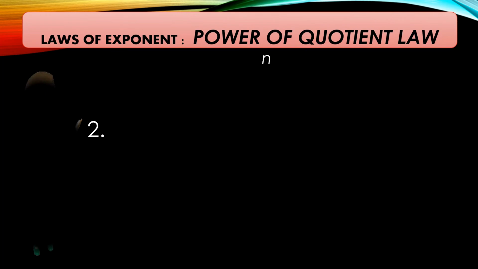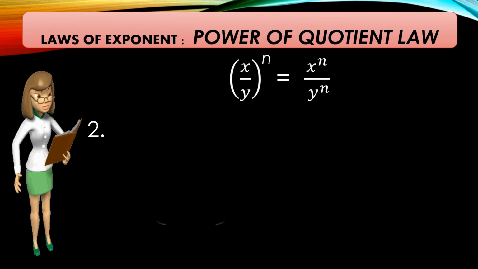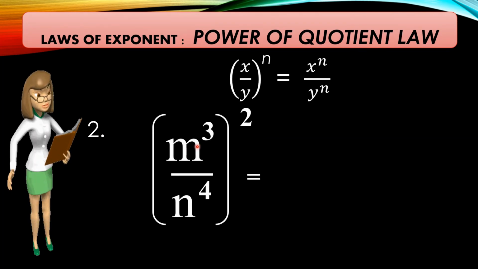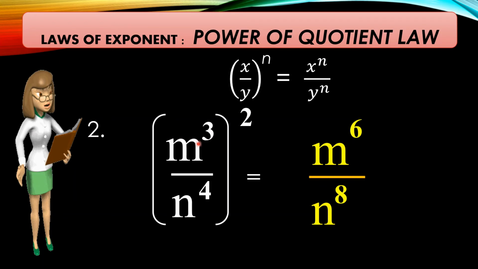Sample number 2. So we have m cubed over n raised to 4, quantity squared. So we need to multiply the exponent. 3 times 2 is 6, so we have m raised to 6. 4 times 2 is 8, so we have n raised to 8. So the answer is m raised to 6 over n raised to 8.